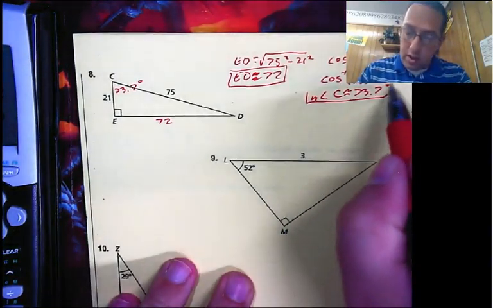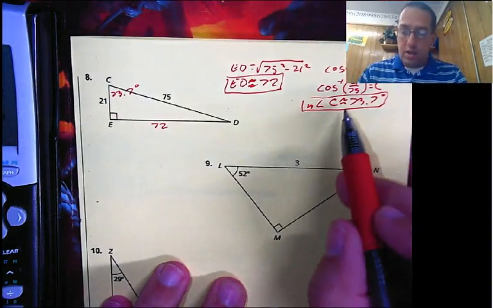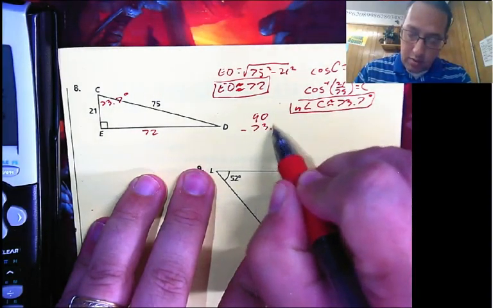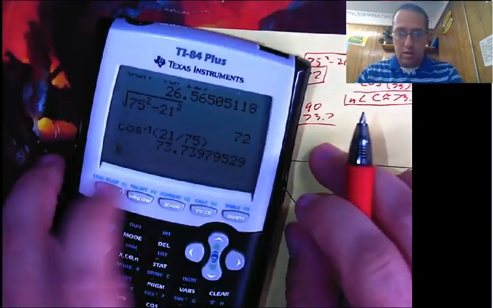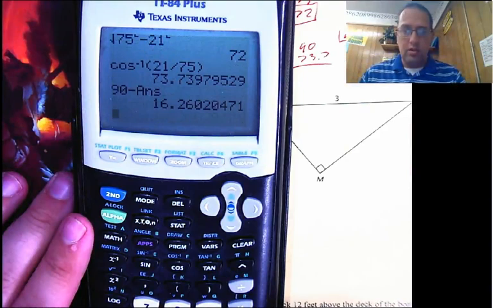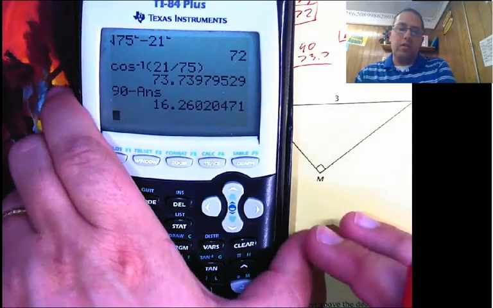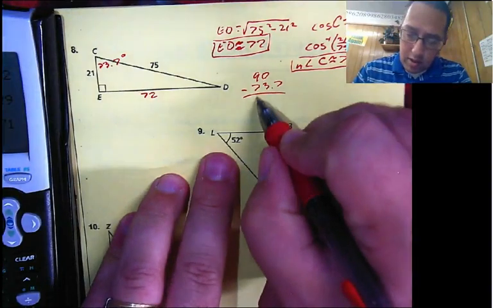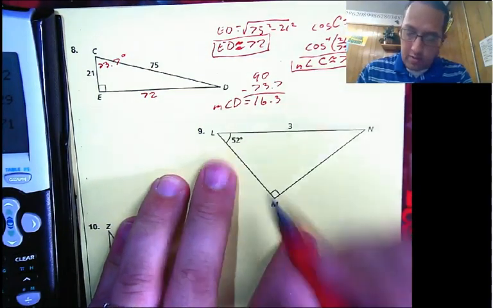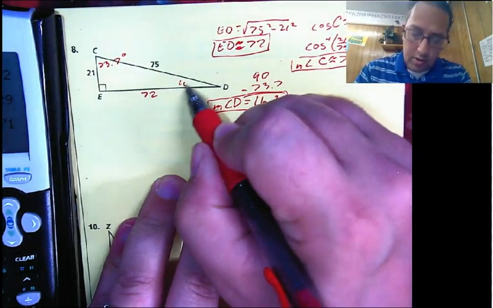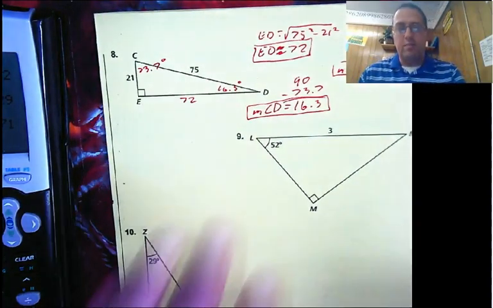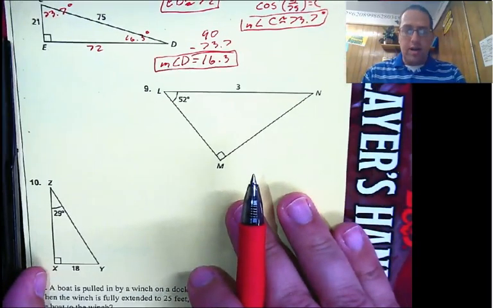And to get angle D, we're just going to take this and subtract it from 90. So 90 minus 73.7. The answer is 16.26, which rounds to 16.3. 16.3 degrees is the measure of angle D. And now we know all 3 angles and all 3 sides. Let's take a look at number 9.